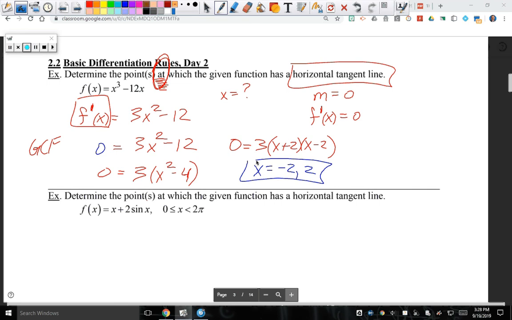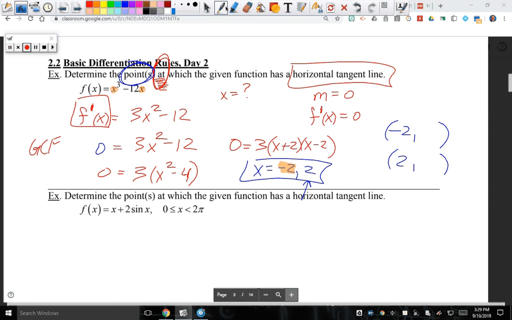Are these my answers? They're not my answers. They tell me where they're at, but they do not tell me the points. Okay, so the points. That means I'm going to take this -2 and plug it into the position function so that I can see what that point is going to be. And then I'll plug in this other 2 so that I can see what that point ends up becoming.